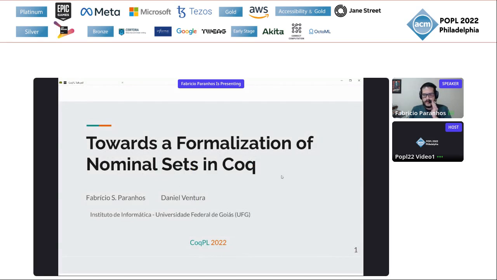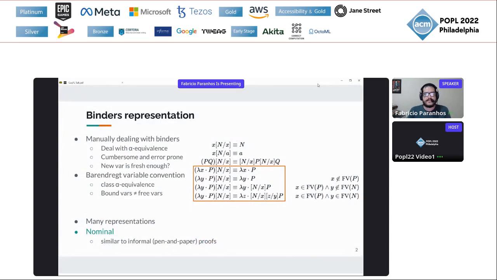Okay. Hi everyone. So I'm going to talk about our ongoing formalization of nominal sets in the Coq proof assistant. I assume that everyone here has sometimes had to deal manually with binders, and the problem is that for every definition and theorem we have to deal with alpha equivalence, and this can be really cumbersome and error prone.